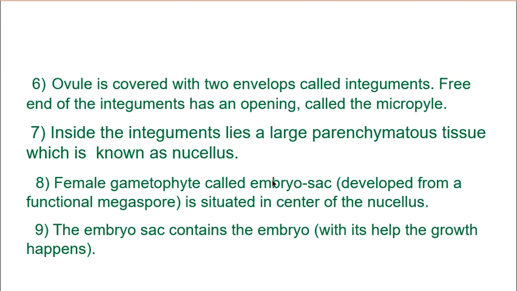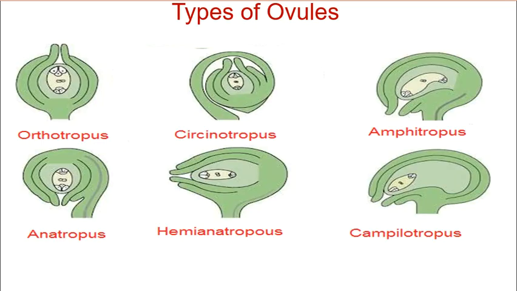Now, students, ovules can be of many types depending upon the position. We will see in the next slide. Here are the types of ovules. They can be of 6 types, defined by the positioning. This is the first, the orthotropous ovule. You can see the chalaza and micropylar position.